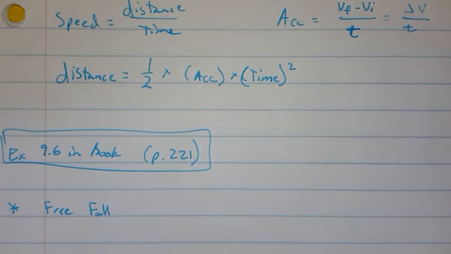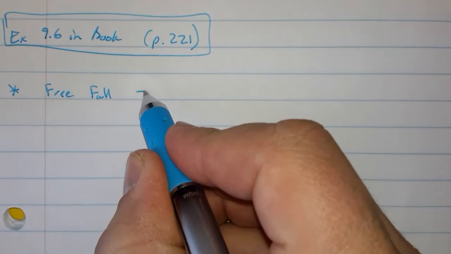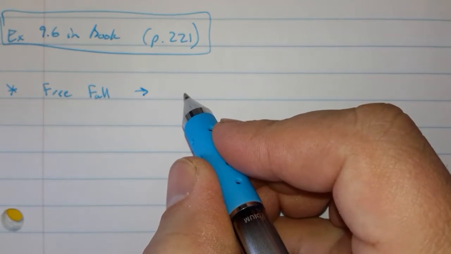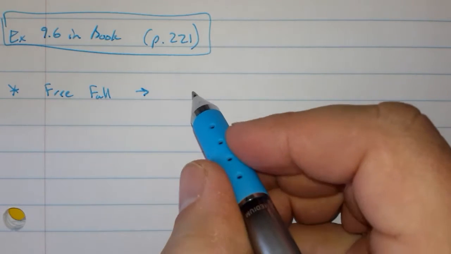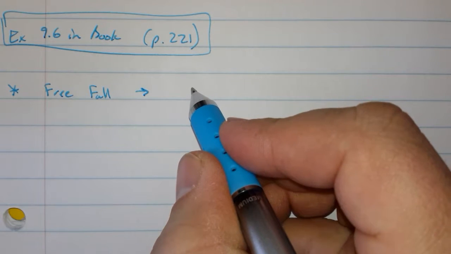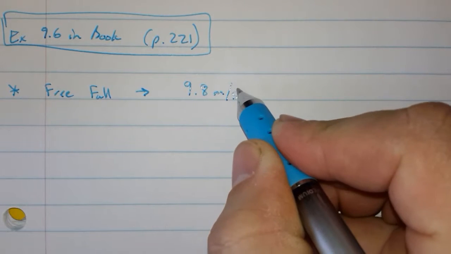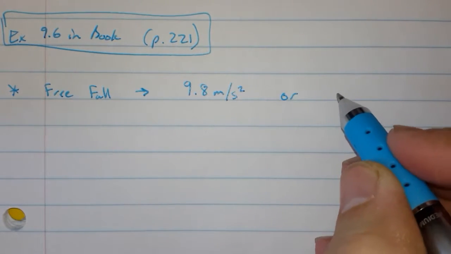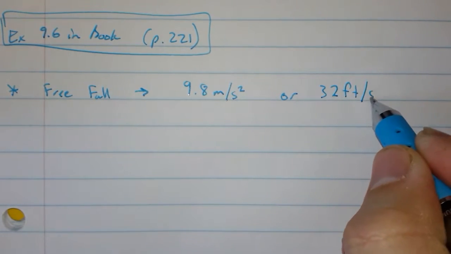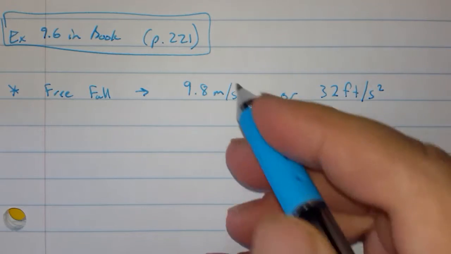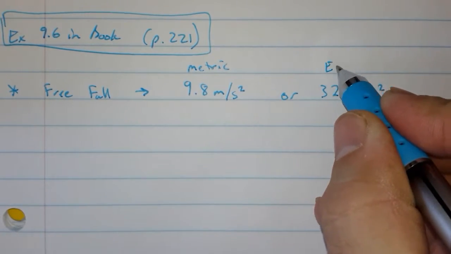So one thing that you need to know for this is free fall. Free fall is a constant for acceleration. In other words, it is always going to be this value when you drop something. In metric terms it is 9.8 meters per second squared, or 32 feet per second squared. These are the metric, and these are the English.